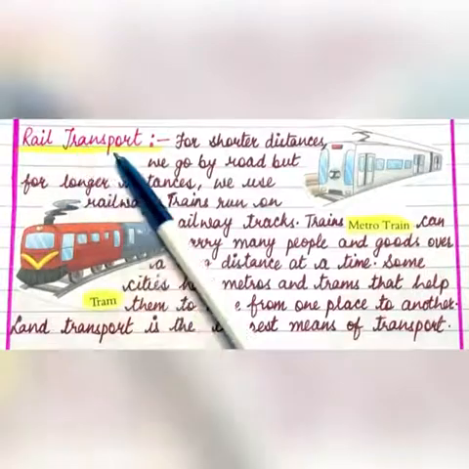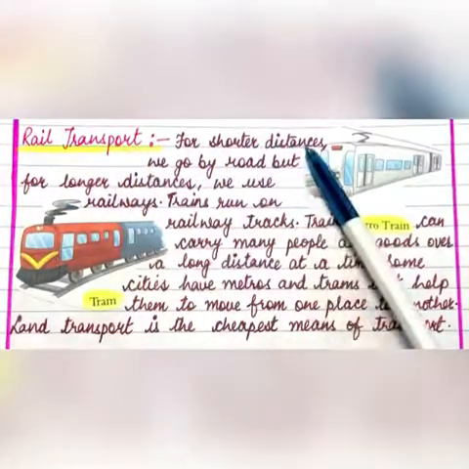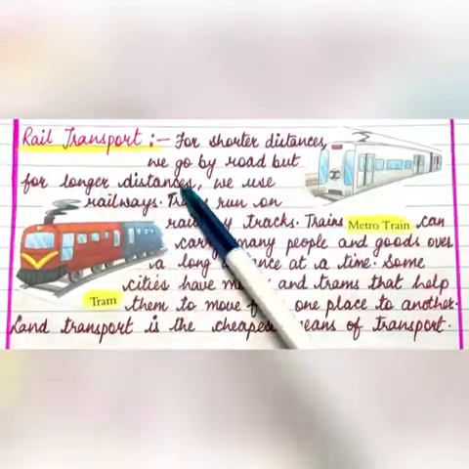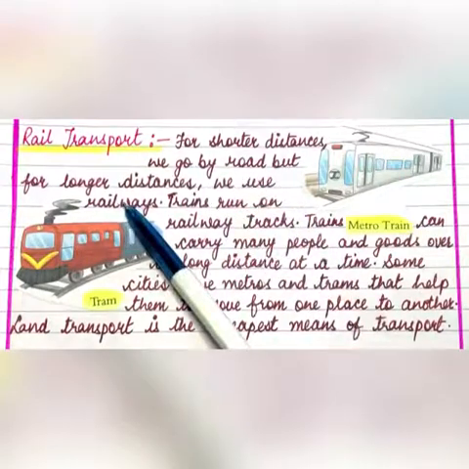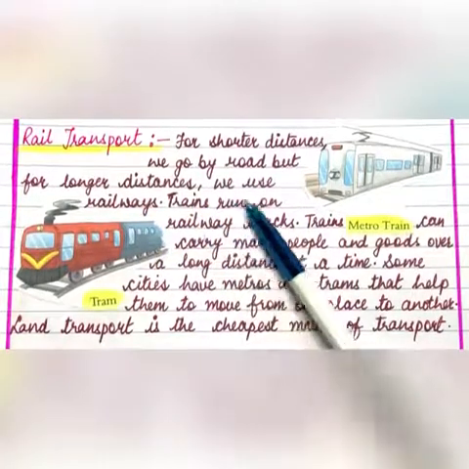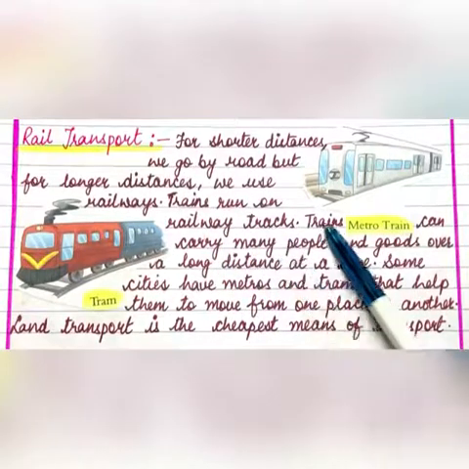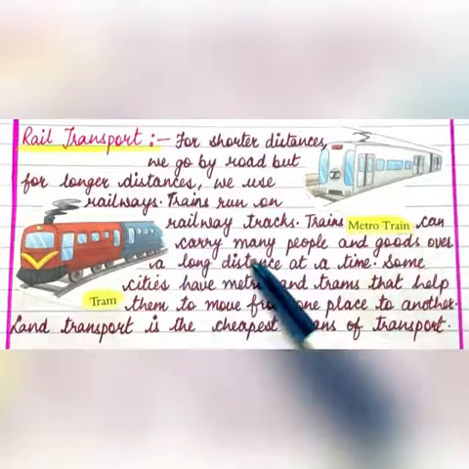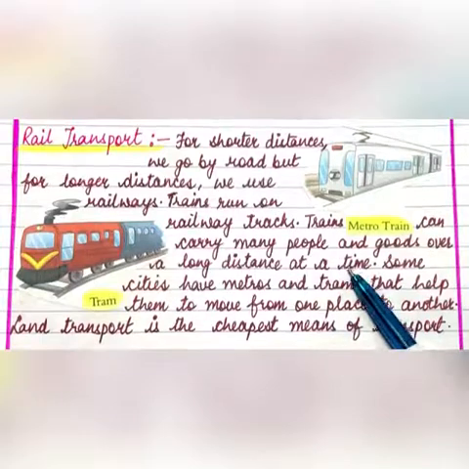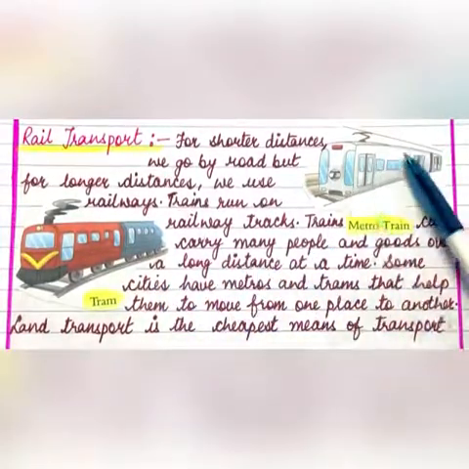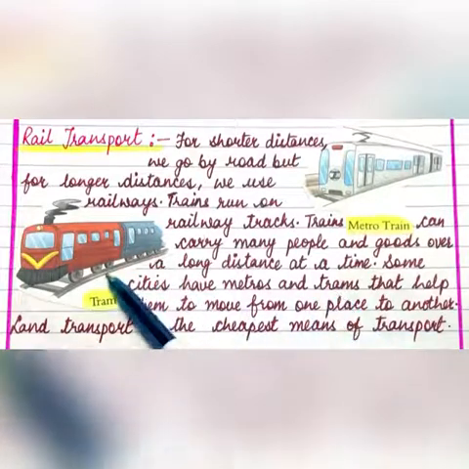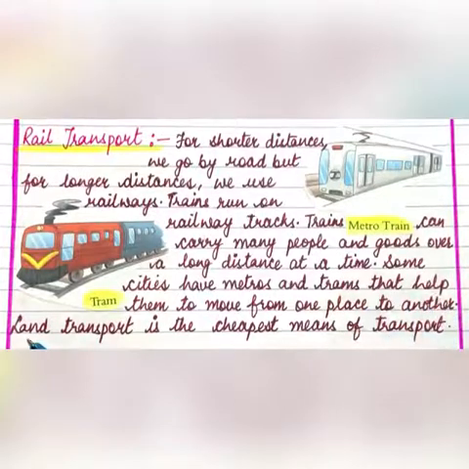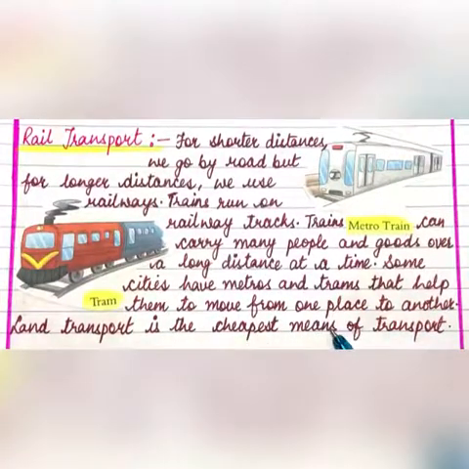Next is rail transport. For shorter distances, we go by road, but for longer distances, we use railways. Trains run on railway tracks. Trains can carry many people and goods over a long distance at a time. Some cities have metros and trams that help them to move from one place to another. Land transport is the cheapest means of transport.